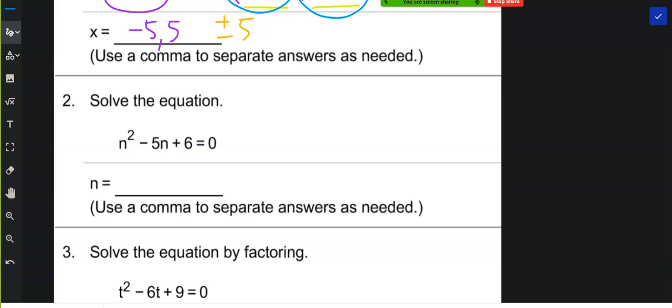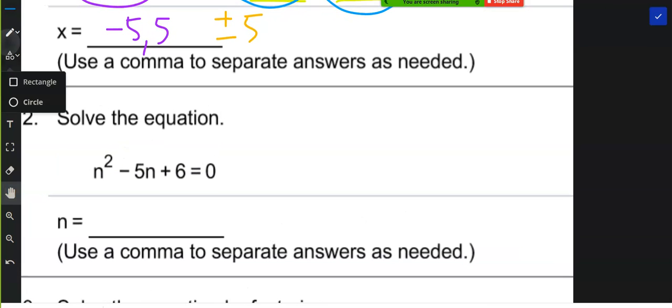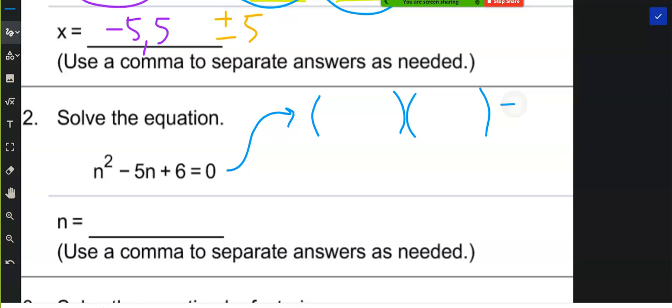Now this one is not a perfect square, and it's not a difference of perfect squares, and it's not a perfect square trinomial. We need to use our factoring skills and think about numbers that multiply together to give us 6, but add to -5.